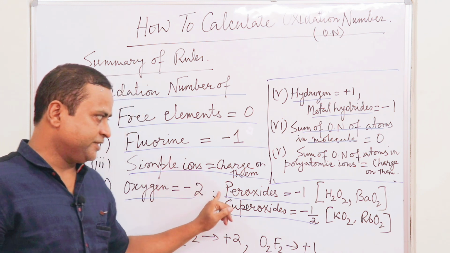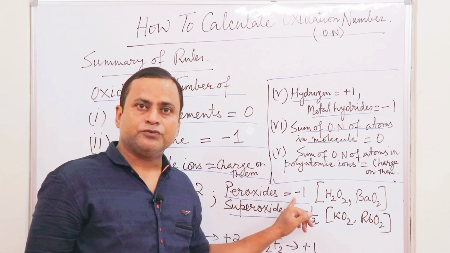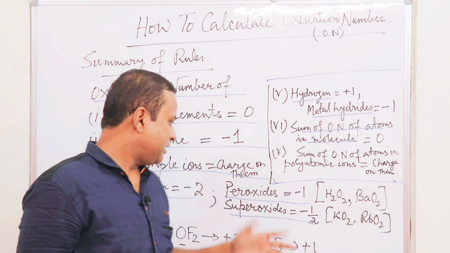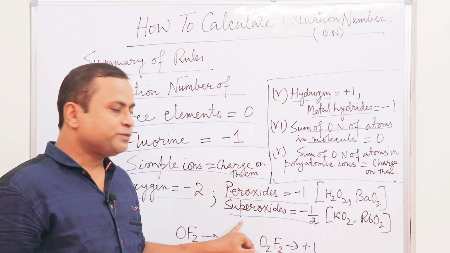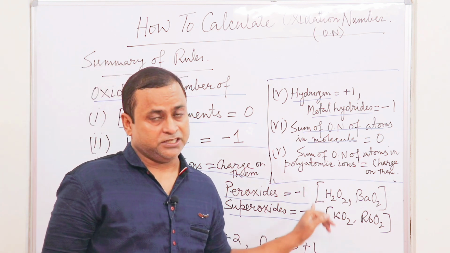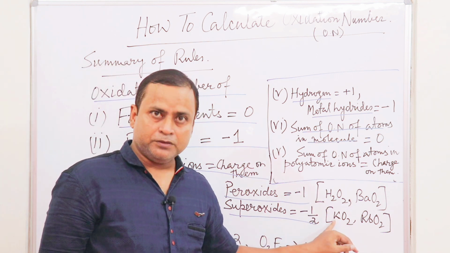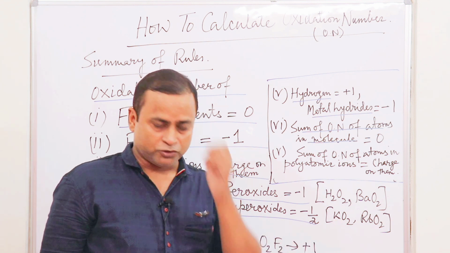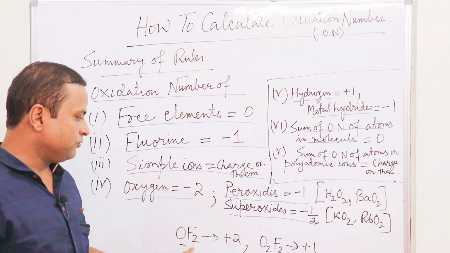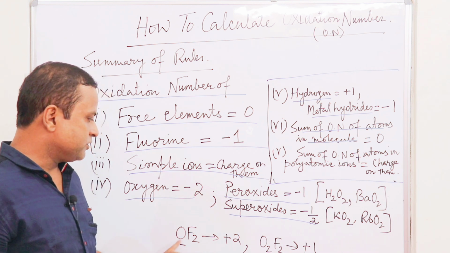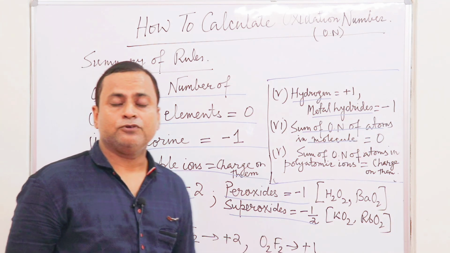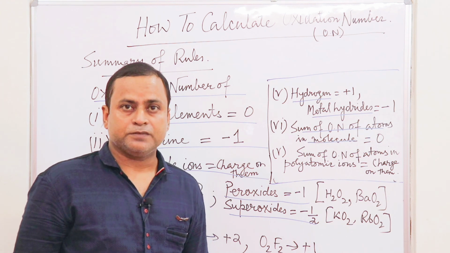In case of peroxides, however, you have to take the oxidation number of oxygen as -1, like hydrogen peroxide, barium peroxide, and so on, many more. Then in superoxides, you have to take the oxidation number of oxygen as -1/2. These things you have to memorize. For example, potassium superoxide, rubidium superoxide, and so on. Now one more thing, in oxygen difluoride, the oxidation number of oxygen is +2, and in case of dioxygen difluoride, the oxidation number will be taken as +1.